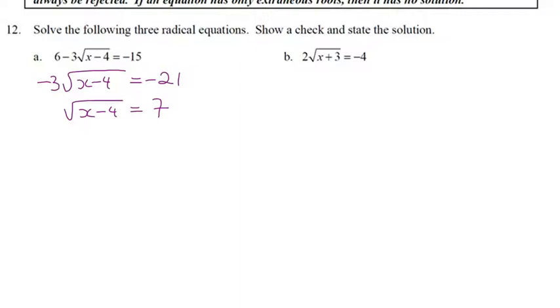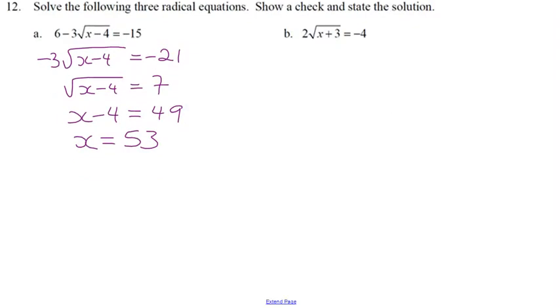What do we do next? Square both sides, so we get x minus 4 is equal to 49. And we isolate the x by adding 4 to both sides, and we get x equals 53. So at this point, I think the solution is x equals 53. But is that the solution, or is that an extraneous solution that was introduced by squaring both sides? So let's find out.